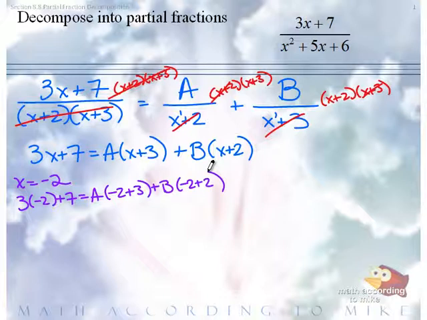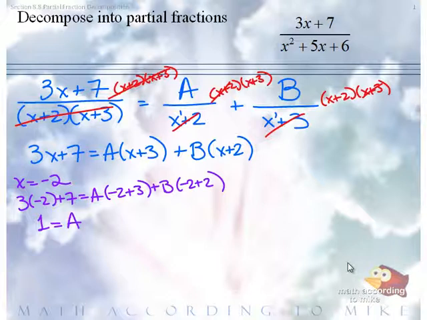Why did I pick -2? The b term goes away because -2 plus 2 is 0, times b is 0. So basically you pick the roots. On the left, what do we get? 1. Equals, on the right, what do we get? A. So what does a equal? 1. Hooray. That was nice. Because -2 plus 3 is 1, times a is a. Okay, is that okay?